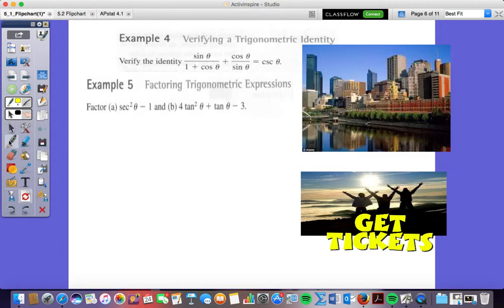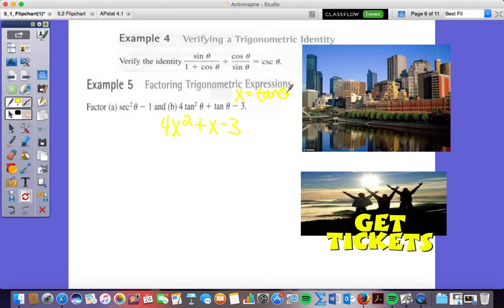Just so you know. All right. For tangent squared plus tangent minus 3, this is part B now. It's a little tougher. Again, what I would do is put x in for tangent. So let's do that first: 4x squared plus x minus 3, where x is equal to tangent. We'll put this back in once we're done.